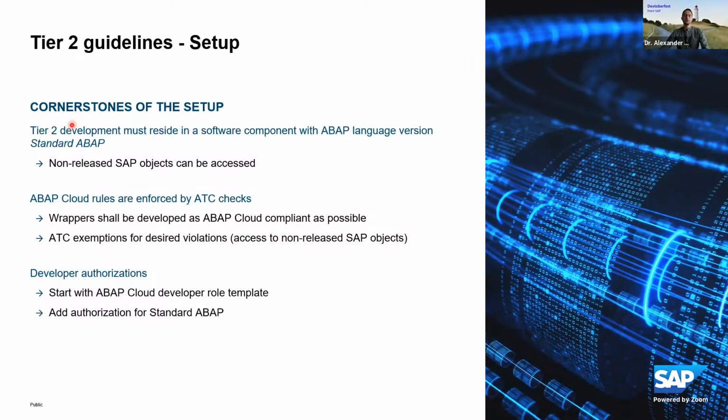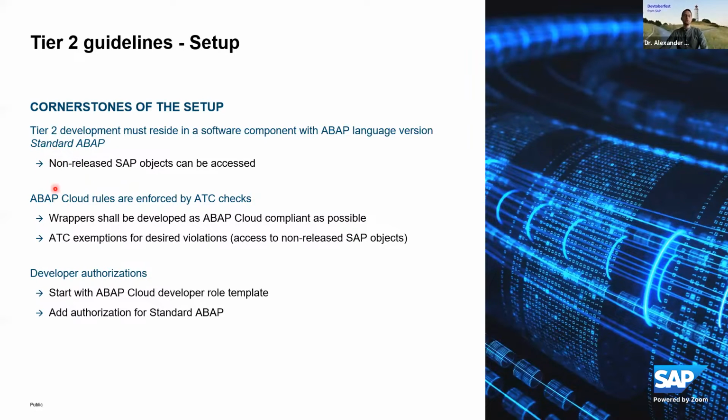The first important thing is that your wrappers, your tier 2 development, must be in a software component with ABAP language version standard ABAP. I also told you already why this is the case. In your wrappers, you want to have access to the non-released SAP development objects. And that is not possible if you use ABAP Cloud, because that's cloud ready, and there, of course, it must not be possible. So if you want to develop wrappers around non-released SAP objects, it must be standard ABAP, because there you have this access.